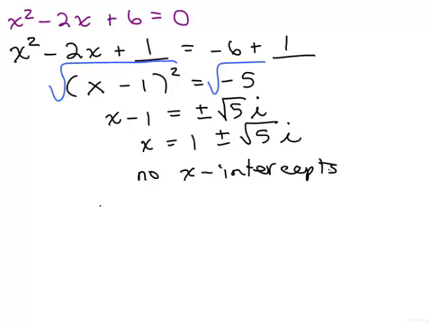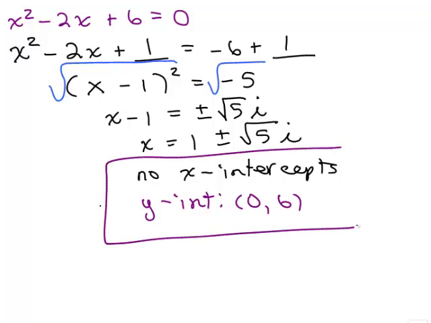So for this problem, we did find the y-intercept, and that was it. There are no x-intercepts, and we got that the y-intercept, when we put in 0, remember, we got 6. So that's the information for this parabola.